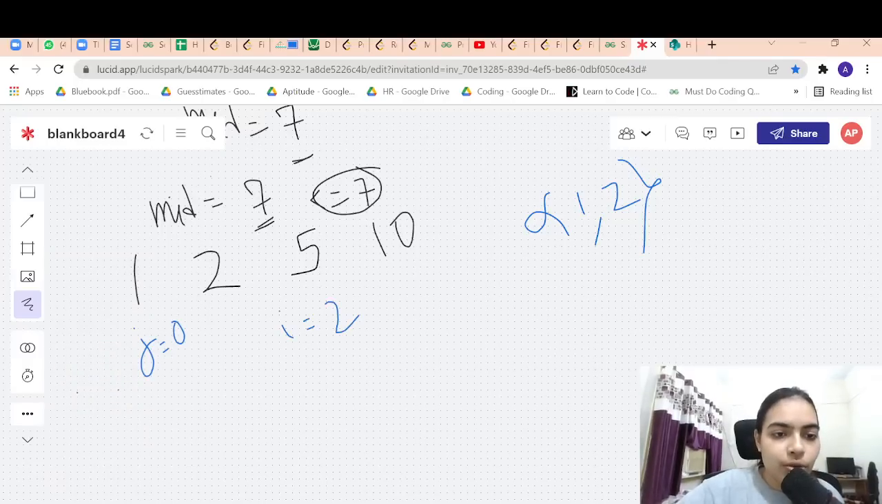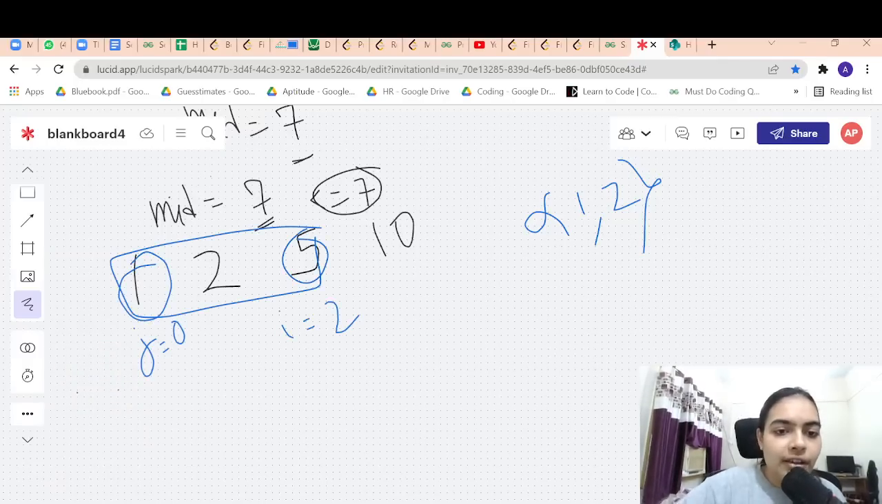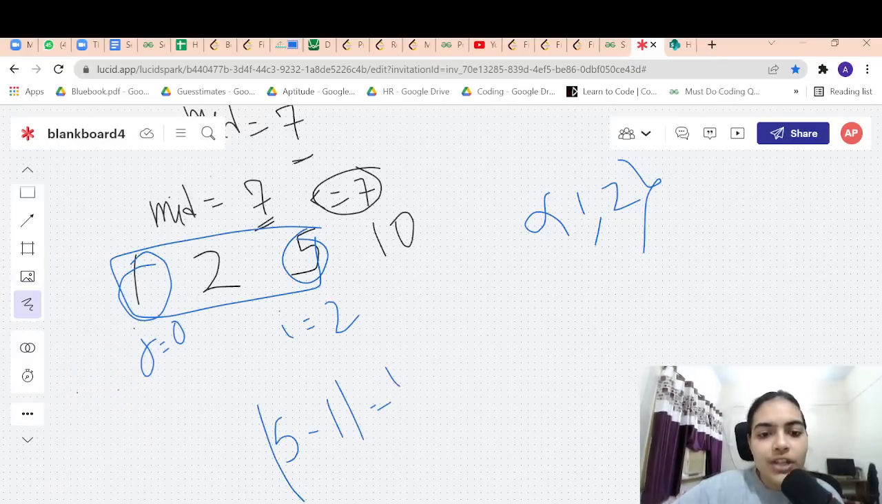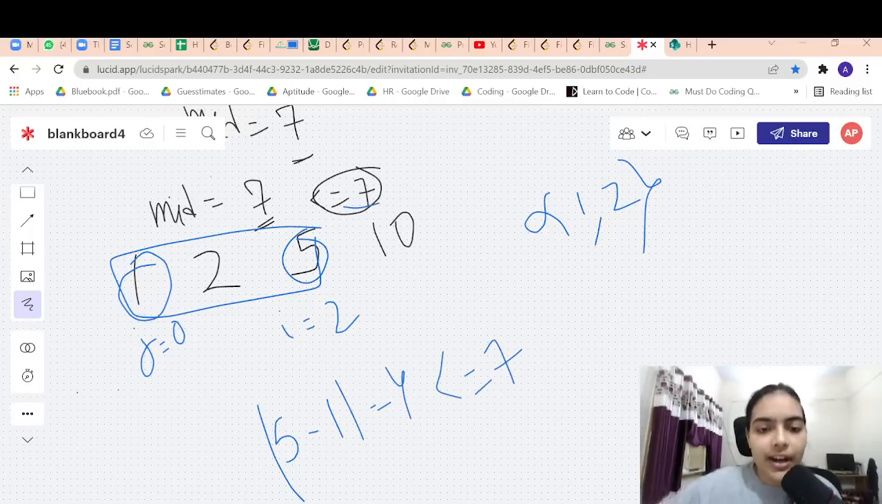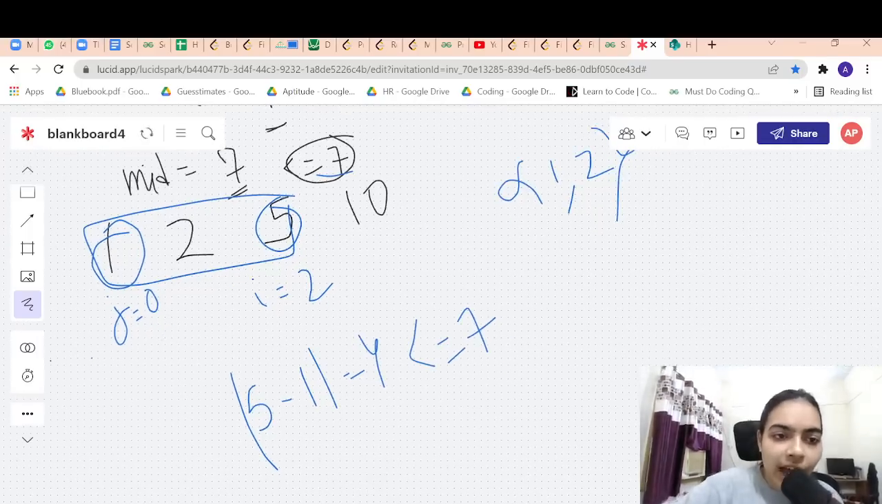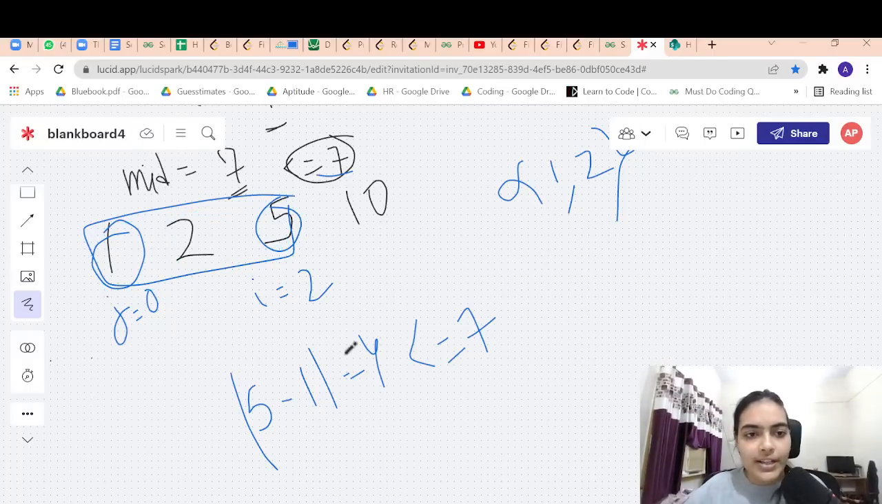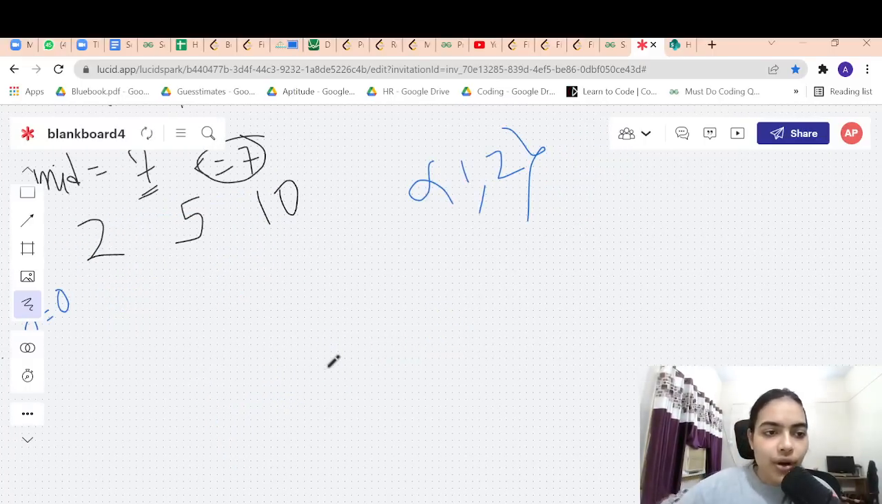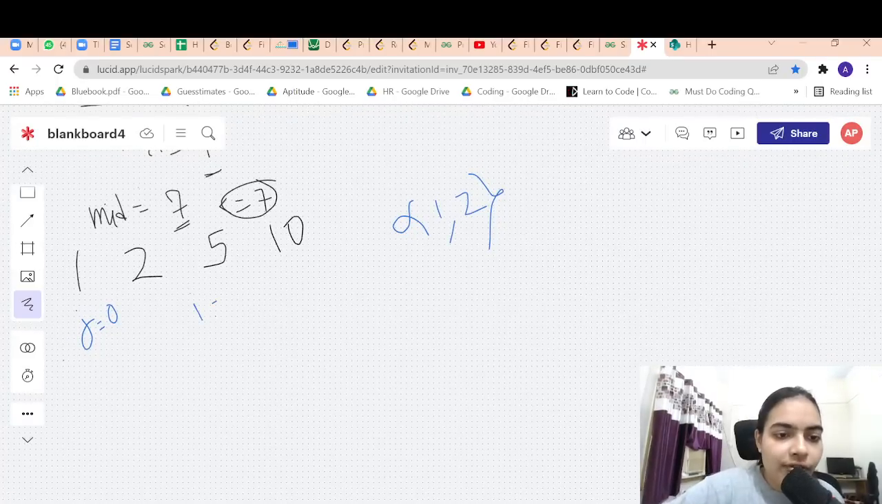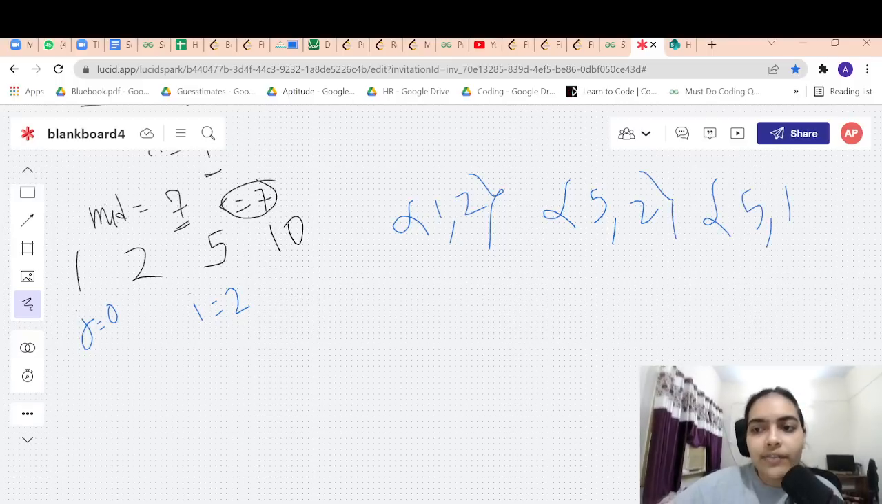i becomes equal to 2. Now I will check 5 minus 1, which is 4. 4 is still less than equal to 7, right? So how many pairs did I find? I found 2 pairs, 5 2 and 5 1. In the entire sliding window I found 2 pairs.